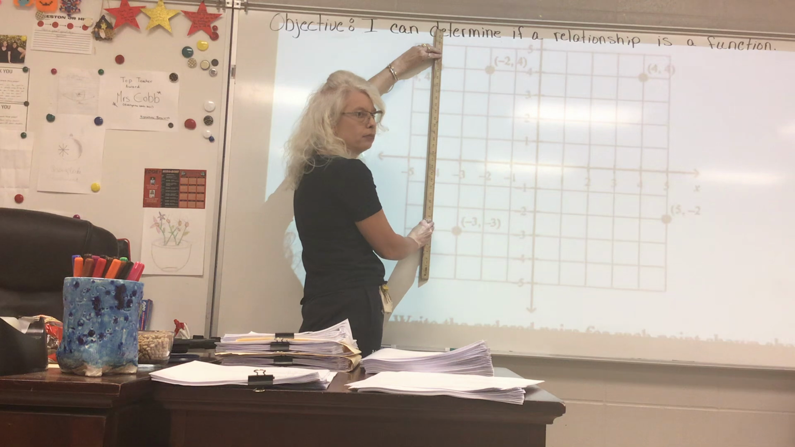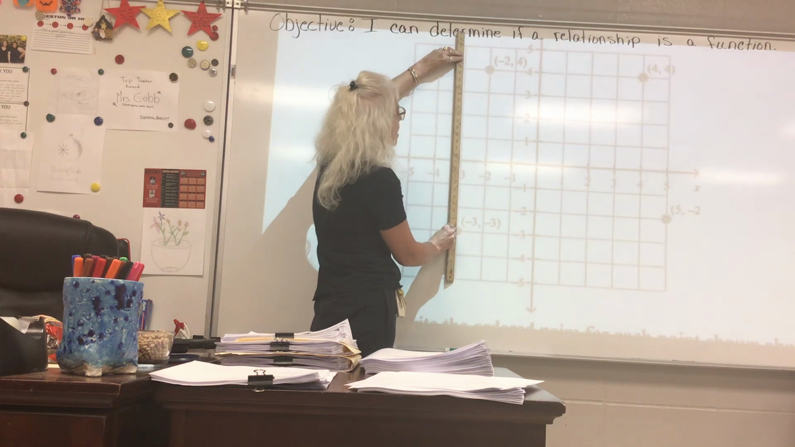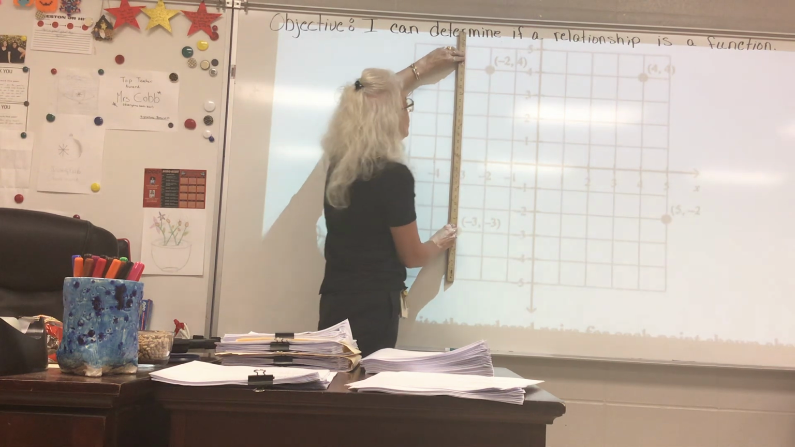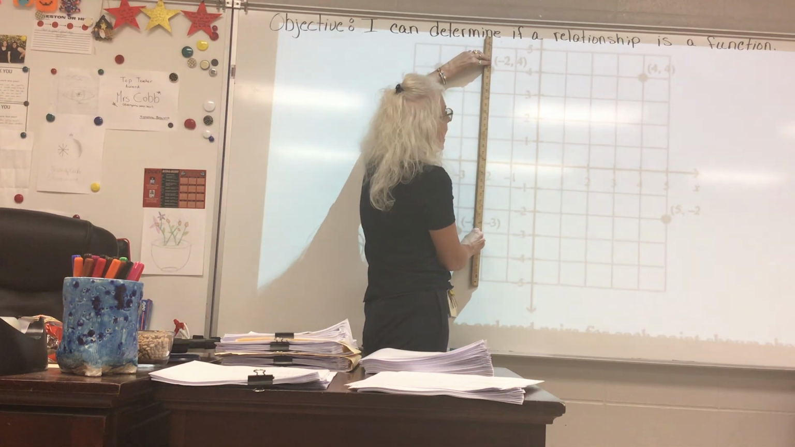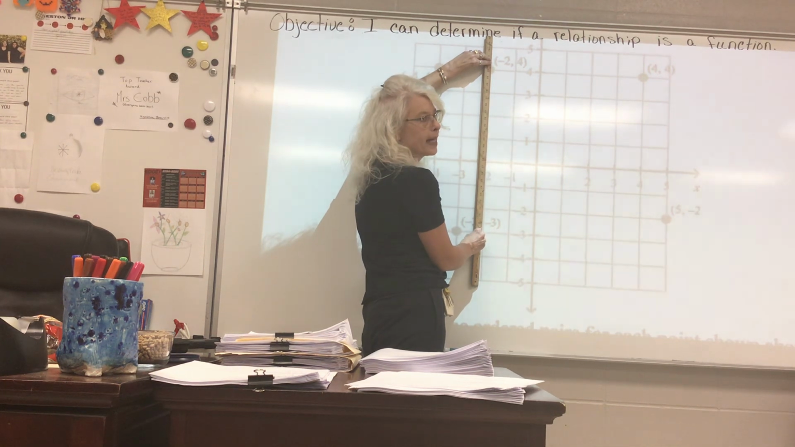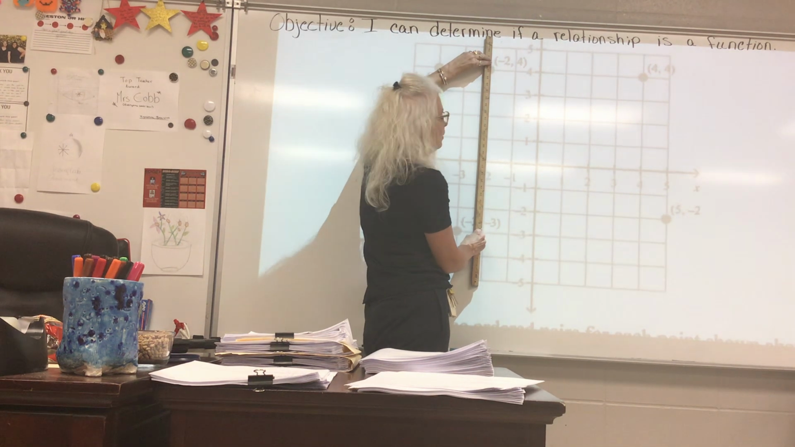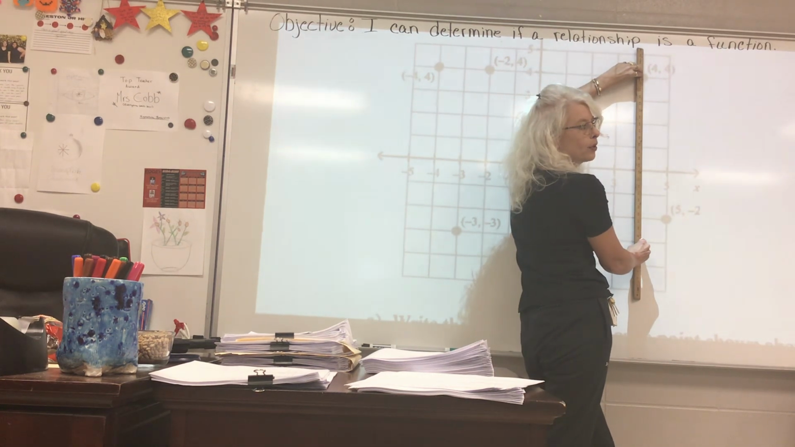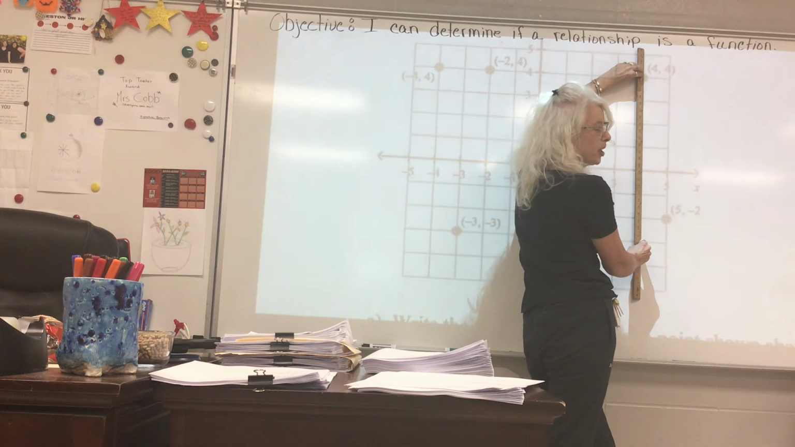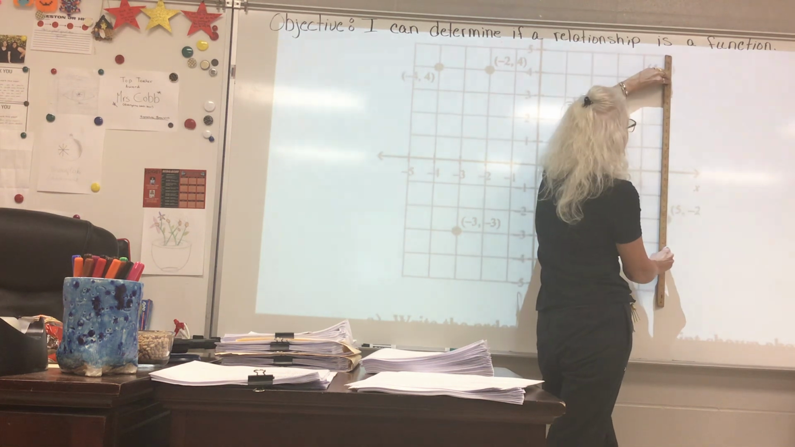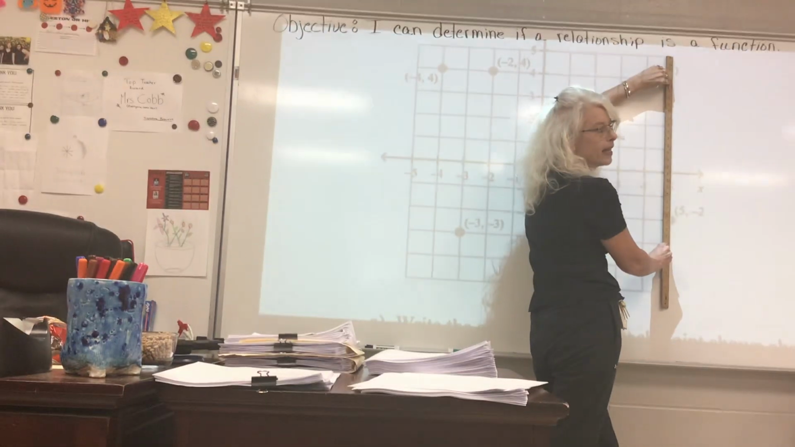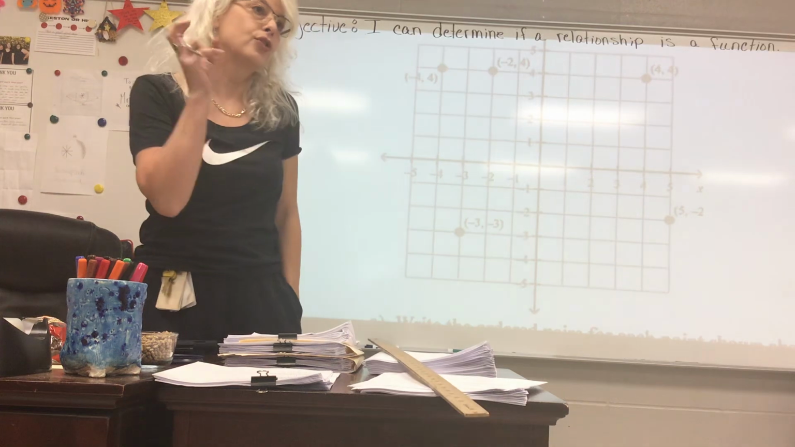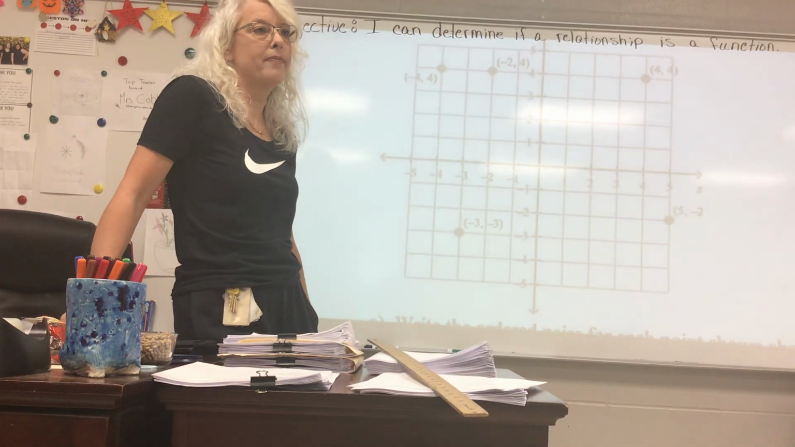One, function. Here, when I go to this dot, how many points does my vertical line touch? One, function. When I go to this point, how many points does my vertical line touch? One, function. When I go to this point, how many points does my vertical line touch? One, function. When I go to this point, how many points does my vertical line touch? One. That's a way that you can cheat and find out if it's a function by just looking at the graph.